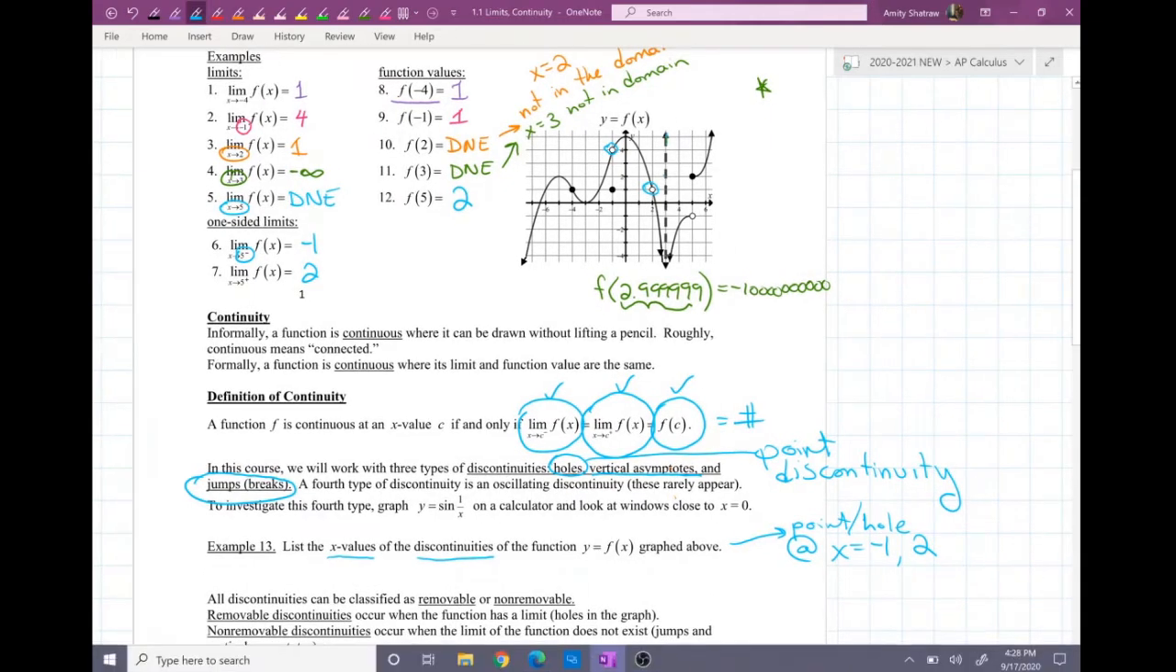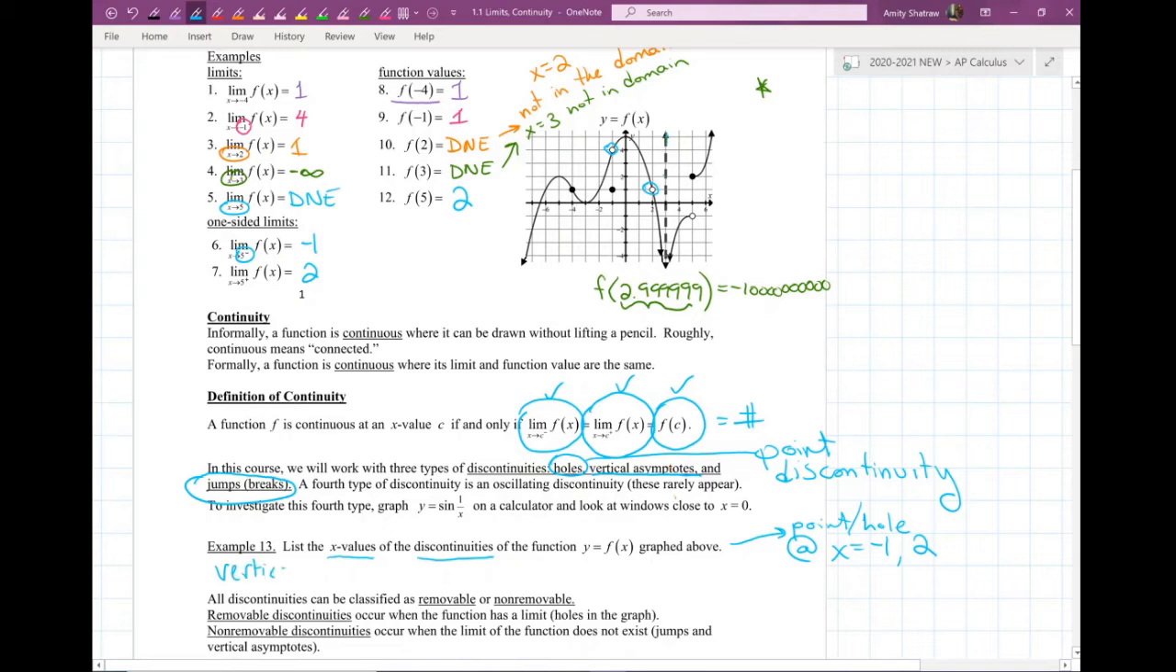And then I have a vertical asymptote. Don't make fun of me. I know I say that wrong. And it is at x equals 3. And then I have this last piece, which is a jump discontinuity. And it is at x equals 5. Okay, so we have 1, 2, 3 pieces. The point discontinuity, the vertical asymptote, and the jump discontinuity. We have 1, 2, 3, and 4 of them all together.